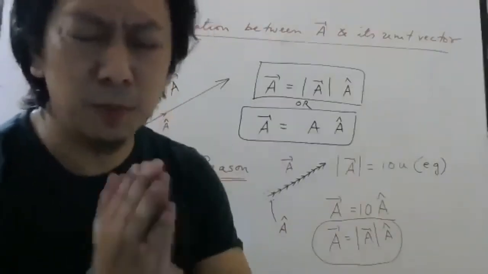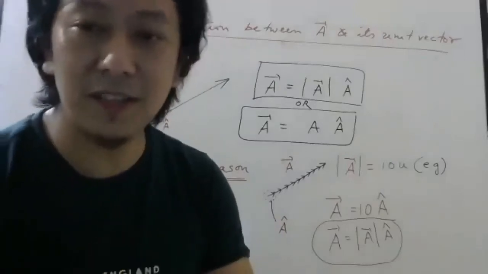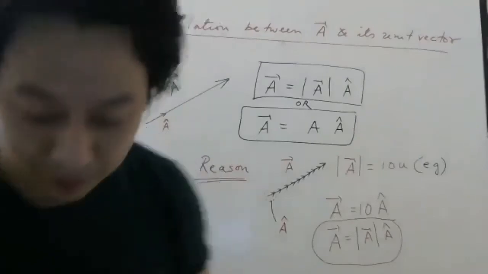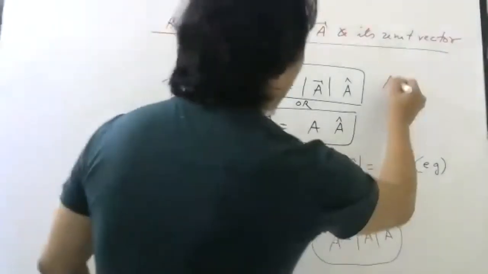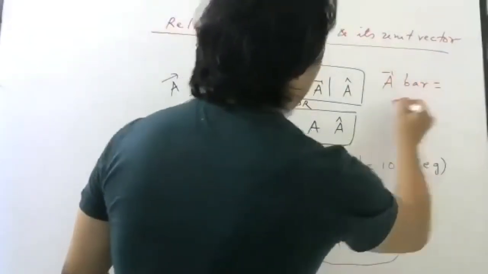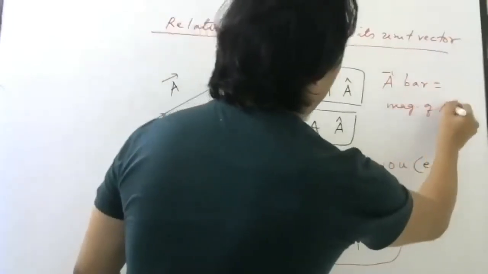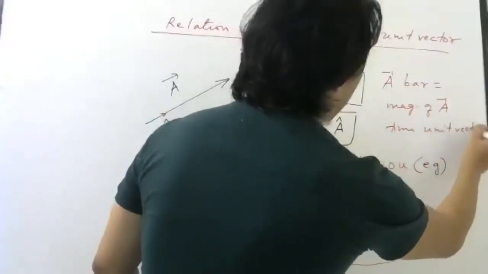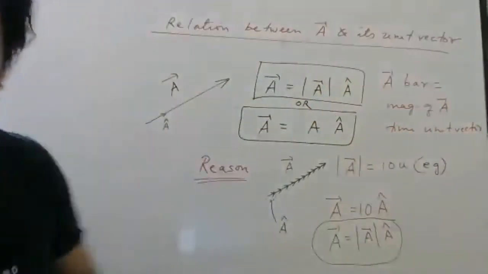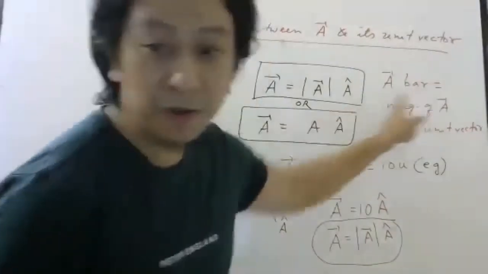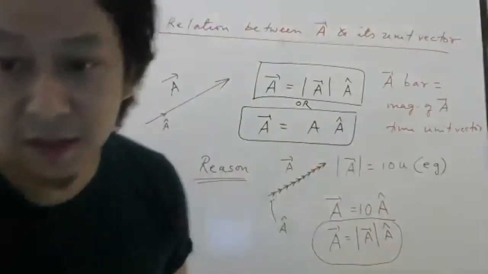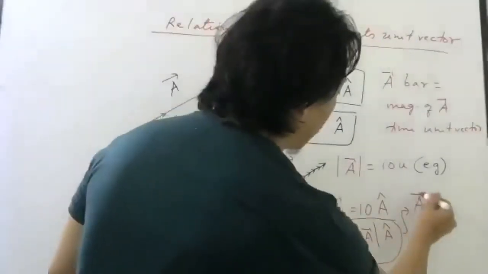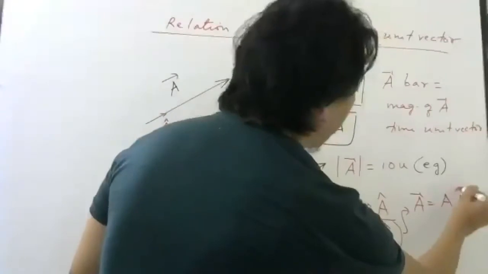A bar equal to mod of A bar A cap. Or you can say A bar equals magnitude of A bar times A cap. How should you say it? A bar equals magnitude of A bar times unit vector. You can write A also. At the end, you can write directly A bar equals A times A cap.